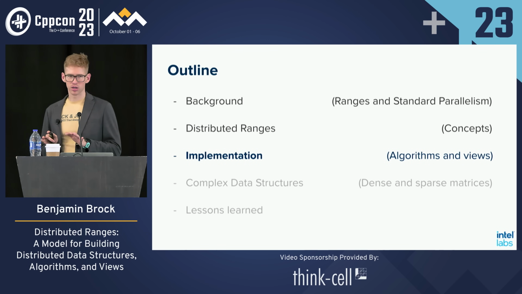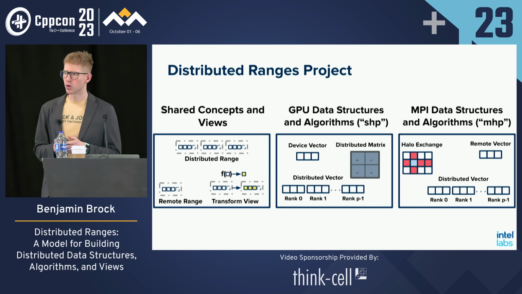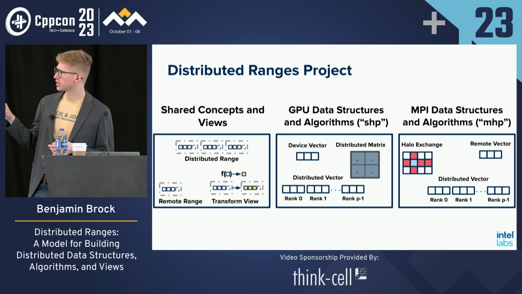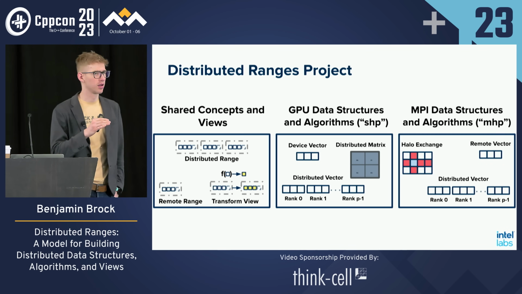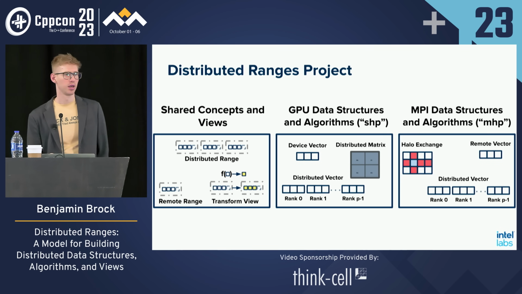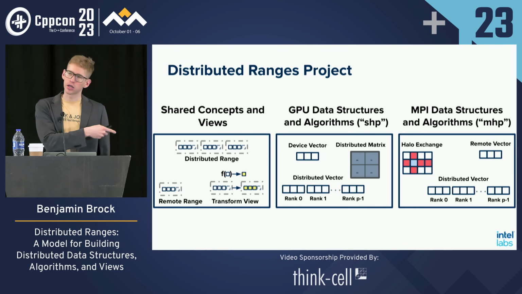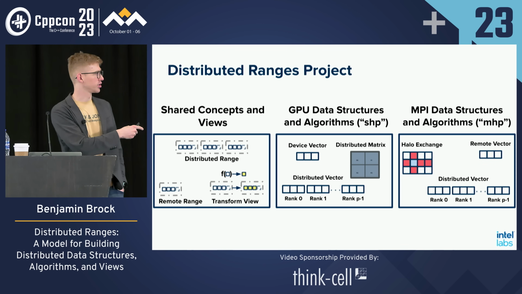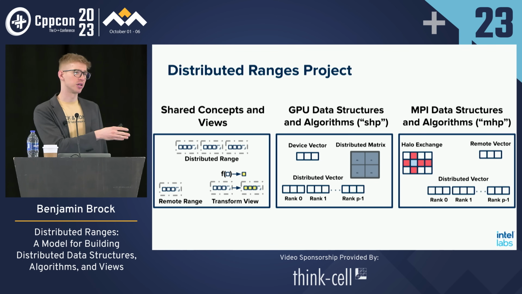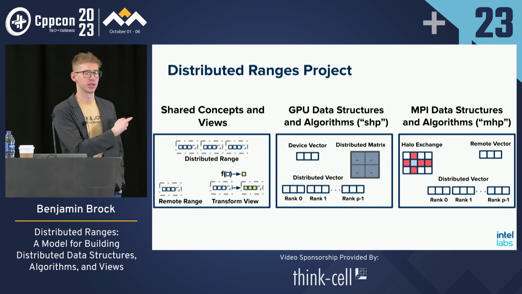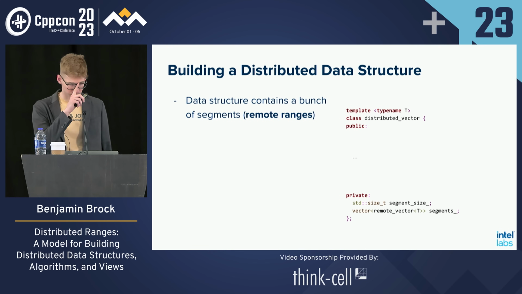Okay, so let's talk a little bit about the implementation. What we've done so far has focused on this set of concepts along with views that are applied over these concepts, and then two different execution models. A multi-GPU execution model built on top of SYCL, which we call SHP, and then a multi-node, multi-process execution model built on top of MPI, which can also use SYCL to execute on GPUs.